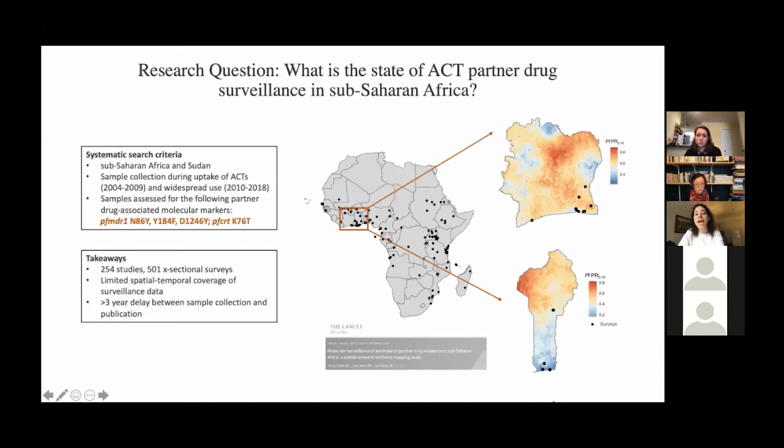We also observed an average delay of over 3 years from sample collection to publication, and other concerns for the general sustainability of this mode of surveillance. And this work has recently been published in the Lancet Microbe. Next slide, please.